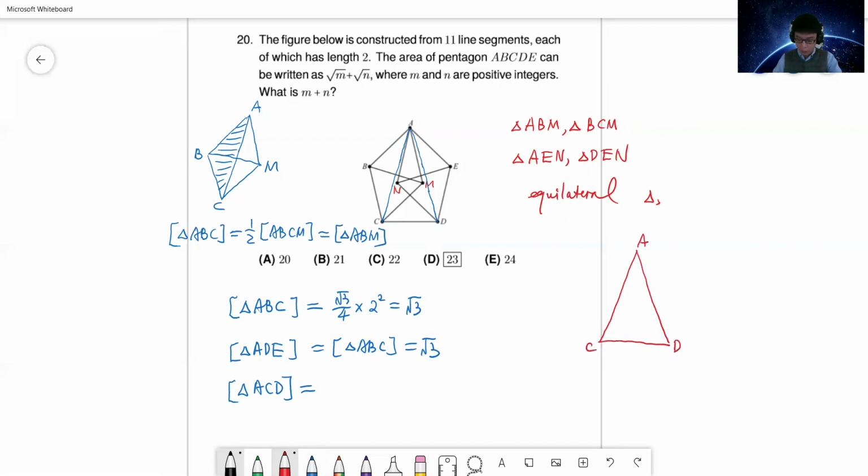CD is the line segment equal to 2. And we can calculate AC and AD. They are equal, so this is an isosceles triangle. AC and AD are both equal to 2√3. That's twice the height of an equilateral triangle. Because this is 2, this is 1. So this is √3. So it's 2√3. So AD is also 2√3.